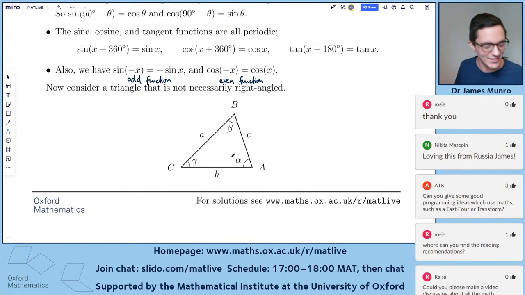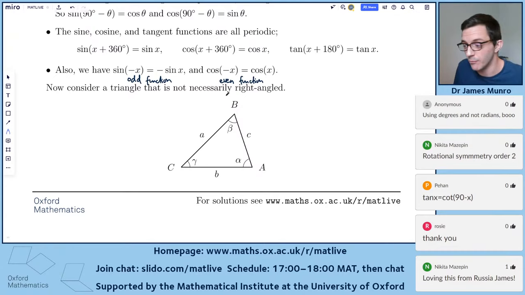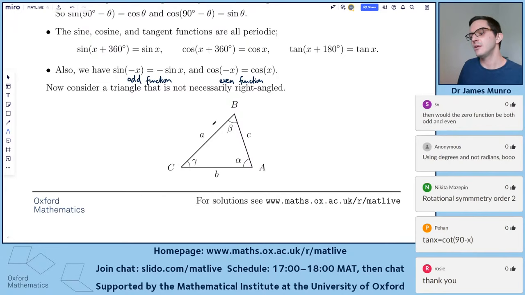Yeah, we're using degrees and not radians because we don't know for sure that everybody's learnt about radians when they sit the Maths Admissions Test. So we ask all the questions in degrees. You're allowed to use radians when you do the questions, if you want to. The people marking the test know about radians, but we use degrees in all the questions we set these days. The zero function is odd and even. Weird, isn't it?